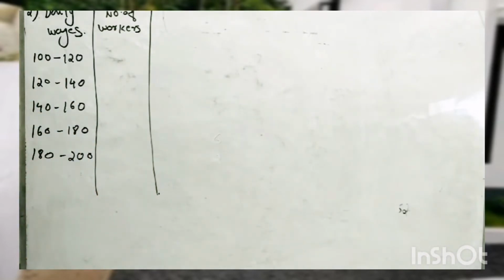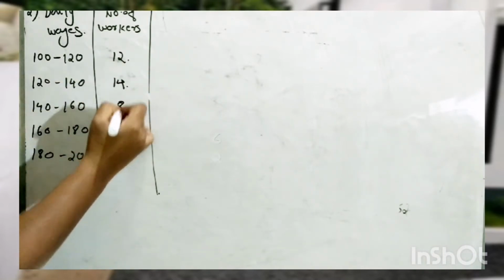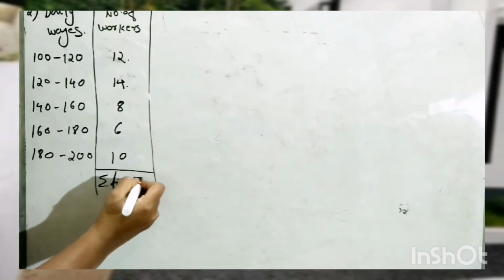Just look at the class intervals. Here the values are large, not small values. So we will use the assumed mean method instead of the direct method. You can use the direct method, no problem, but you will have big numbers in your calculations. That is the only difficulty. And the number of workers: 12, 14, 8, 6, 10. The summation fi is equal to 50.